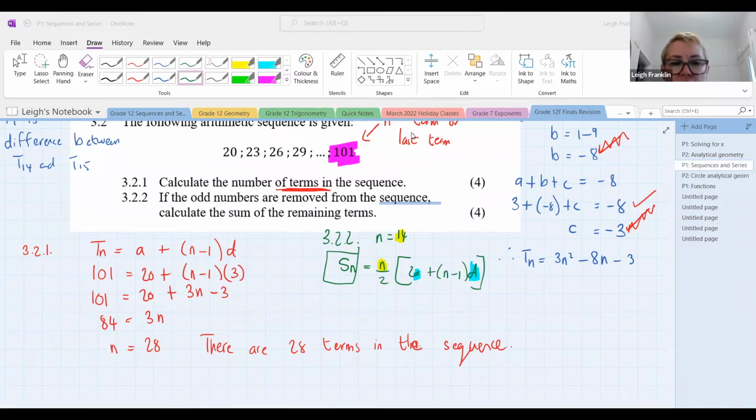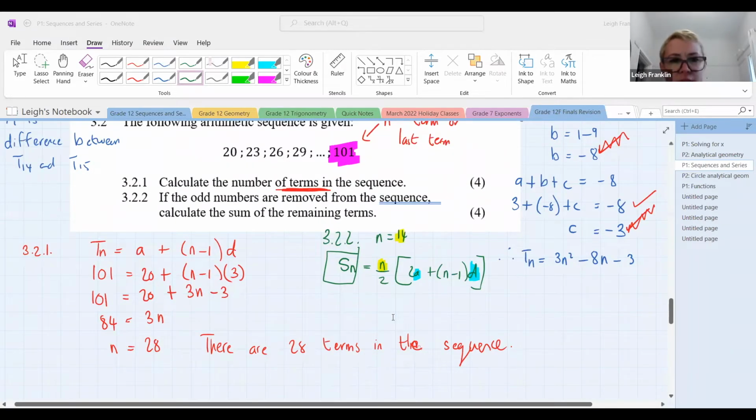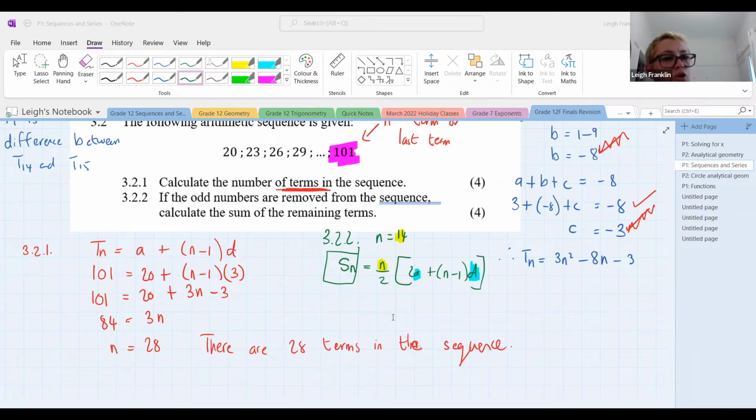Sure. In the previous question, when there was a combination of even and odd terms, there were 28 terms, Nick. The first term was 20, which is an even number. The second term was 23, which is odd. So the pattern goes even, odd, even, odd, all the way to 28. Because it starts with an even number and ends with an odd number, there have to be the same number of even and odd terms. So 14 odd and 14 even.